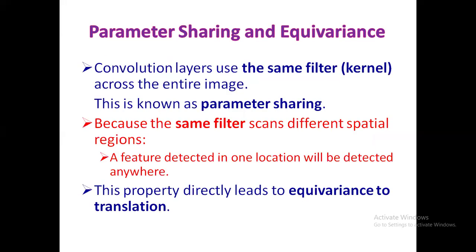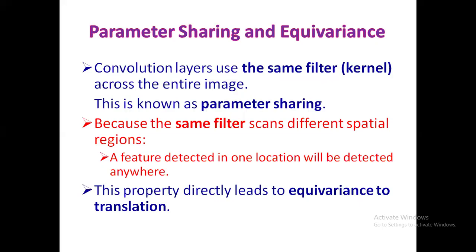Next, parameter sharing and equivariance. In convolution layers, the same filter is applied across different regions. This process is known as parameter sharing. Instead of learning separate sets of parameters for every part of the input image, the convolution layer learns one set of filter weights and uses it everywhere. This design ensures that similar patterns are detected consistently in different spatial locations.